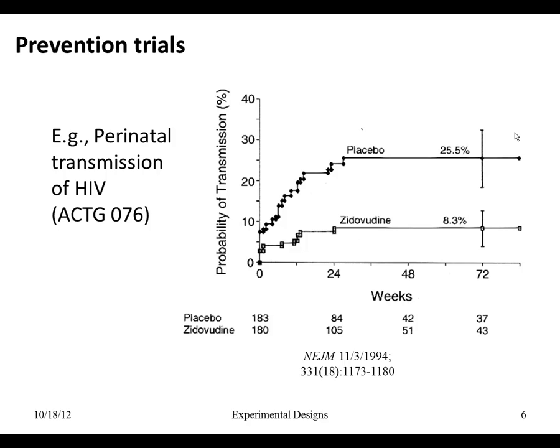Again, it came out in 1994 with zidovudine having, again, a lower probability of transmission of the virus to the infant than the placebo. And you can see the error bars there on the right. It's a significant and substantive result. By the end of the trial, of the 72-week trial, zidovudine had actually reduced the probability of transmission from around 25% to below 10%.